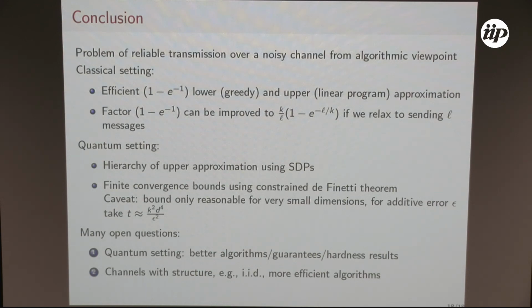Of course there are many open problems in this area, like getting better algorithm guarantees or hardness results in the quantum setting. Almost everything is open. Let me also mention that here I consider the very general question where you take a general channel, but you might be interested in channels with a specific structure. In this case, you would be interested in more efficient algorithms that use these symmetries. I'll stop here. Thank you.